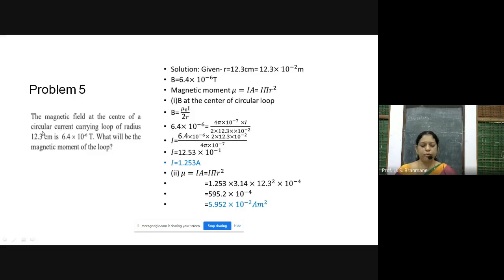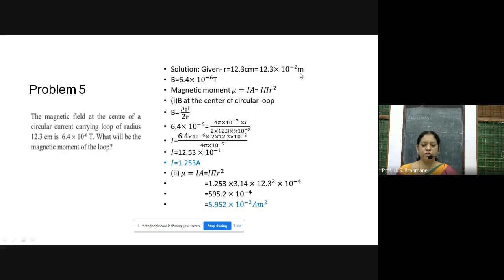Now here the problem is different. Here the magnetic field at the center of a circular current carrying loop of radius 12.3 centimeter is 6.4 into 10 raised to minus 6 Tesla. What will be the magnetic moment of the loop? Now see here the solution I write here.